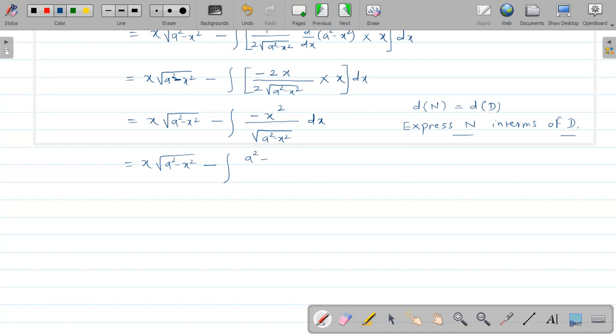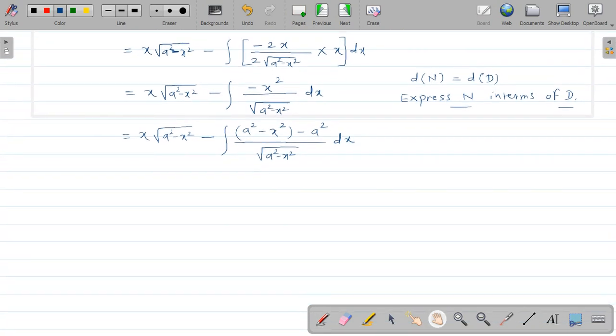So how will you express the numerator in terms of denominator here? I will write a square minus x square. Minus x square is originally there, and that's why we have to subtract a square also. So this is the procedure where we have expressed the numerator in terms of denominator, and the denominator here is as it is. This is the very important step. You keep minus x square as it is and just add a square there and also subtract a square. Do not write minus plus here, because we require minus x square as it is.